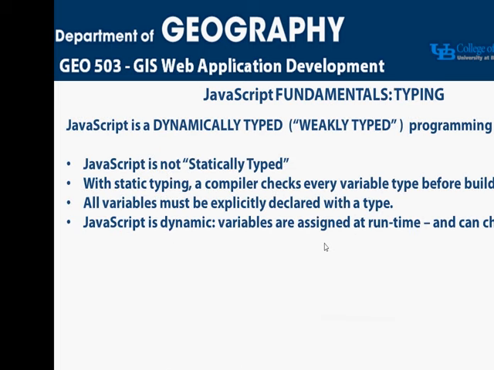JavaScript, I've hinted at this a couple times. JavaScript is a dynamically typed programming language, or a weakly typed programming language. It is not statically typed like C#. So here's a difference between JavaScript and C#. With a statically typed language, a compiler checks every variable before building. For those that know C#, when you define a variable, you have to define its type. You would say, this variable is an integer, this variable is going to be a string. Notice I didn't have to do that.